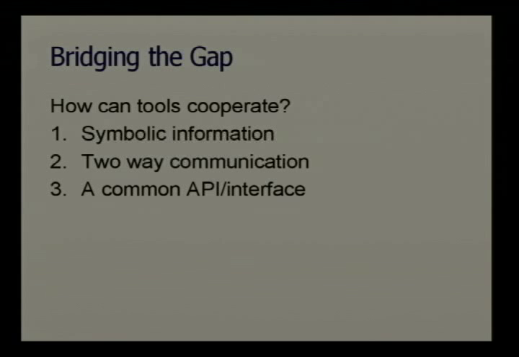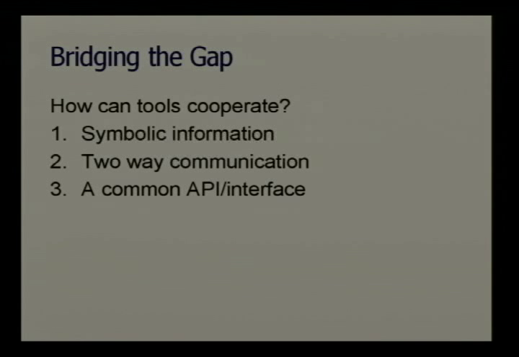Step 2 is two-way communication. You want to take information from the disassembler to the debugger and back again. We want to create this loop where we feed information from runtime, which we don't have access to during static analysis. This is basically taking the best of both worlds and creating a more ideal solution. But still, up to now, these are still Band-Aids.